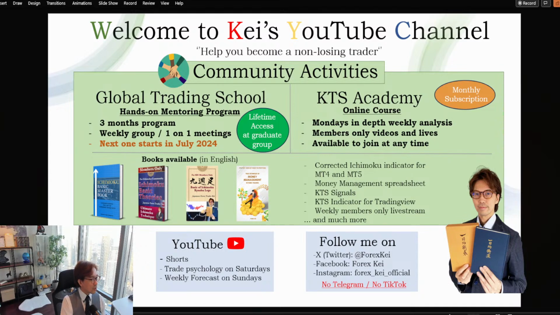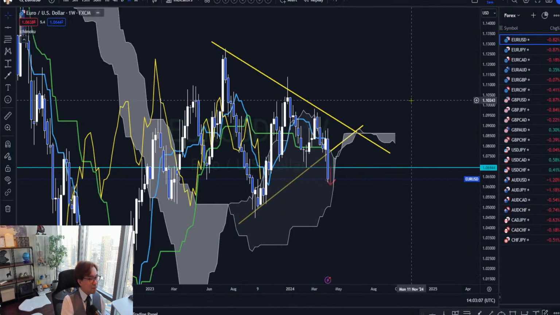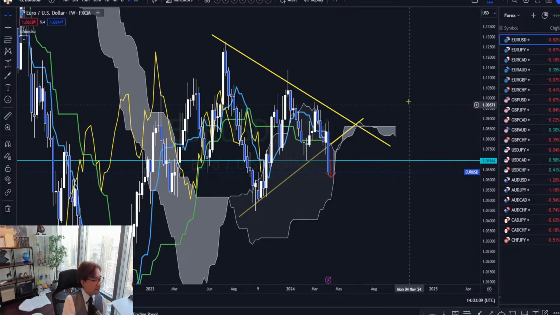And today, as I mentioned, I will be introducing the USD JPY time cycles and also Ichimoku original analysis, which is one of the posts from a KTS Academy member. So please also learn from his analysis and also my comments on his analysis. First, let me start from Euro USD.